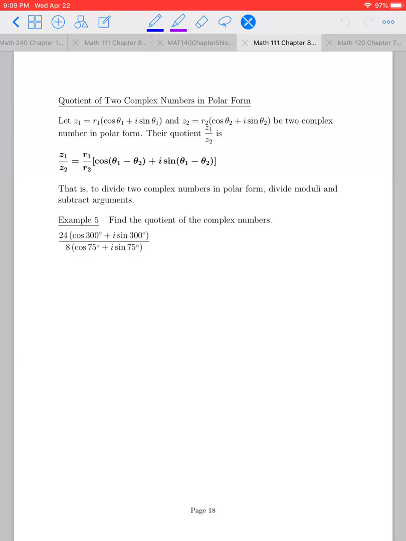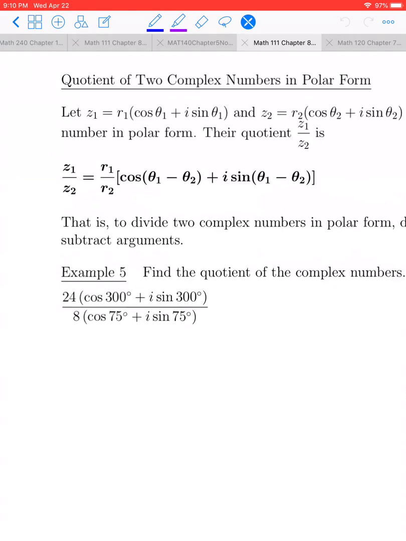The next thing we'll look at is the quotient of two complex numbers in polar form. In order to divide two complex numbers in polar form, we simply divide the moduli. So it's the modulus of the numerator divided by the modulus of the denominator. And then the argument of this quotient is going to be the difference of the two arguments. It's going to be cosine of theta 1 minus theta 2 plus i sine of theta 1 minus theta 2.